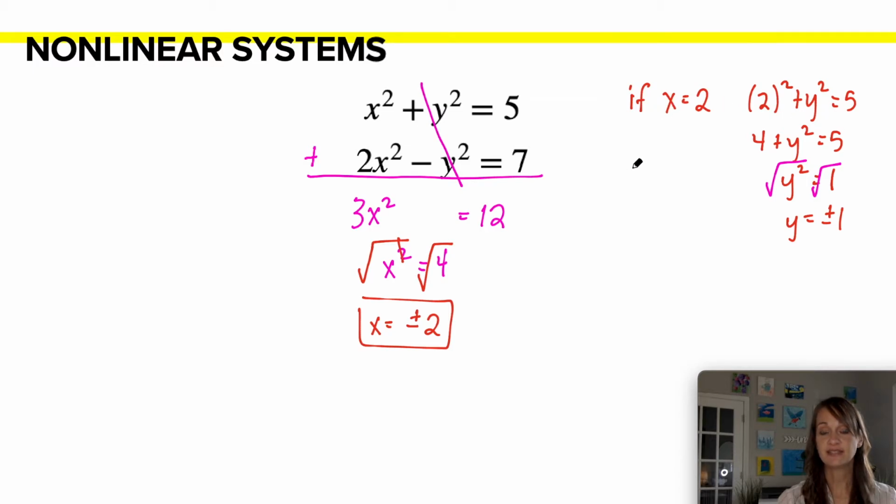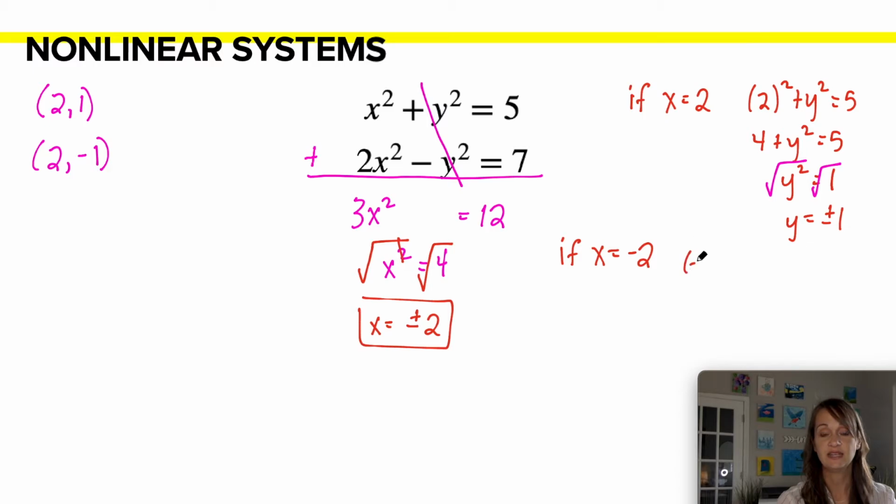Therefore, if x is 2, then you would have the solution 2, 1, because you have a positive 1 for y, but also the solution 2, negative 1 also works, because if you plug in 2, you actually get 2 answers. Now, that is only if we plug in 2. If we plug in negative 2, because remember, at the very beginning we had 2 solutions, if x equals a negative 2, we also need to figure out what the answers are.